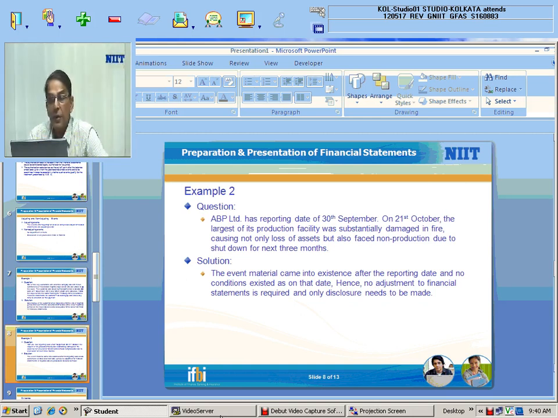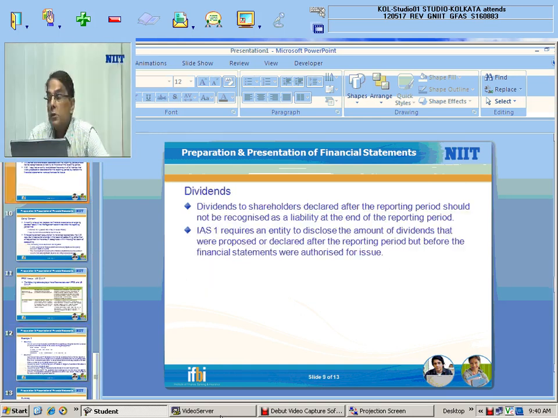So I think these two examples are quite clear to make you aware of what is an adjusting event, what could be a non-adjusting event, and how they have to be treated.